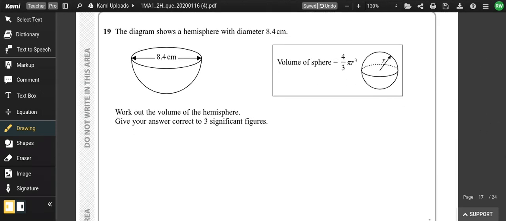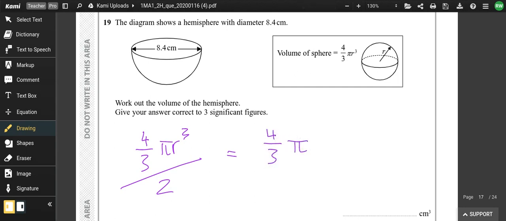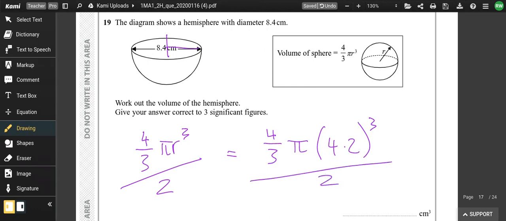Work out the volume of the hemisphere. So it gives you the formula here for the whole sphere. So we're going to do 4/3 pi r cubed divided by 2. And we have to make sure that the radius is half the diameter. So that's 4.2 cubed. I'm going to divide the whole thing by 2. So it's actually 2/3 times pi times 4.2 cubed.